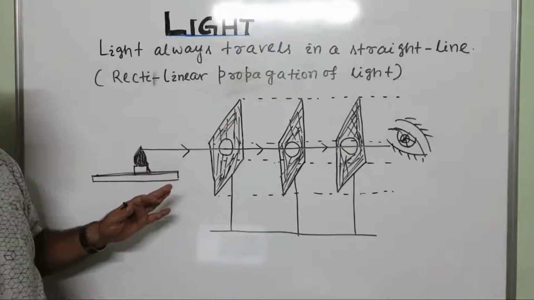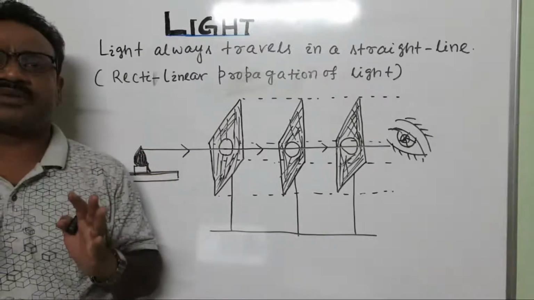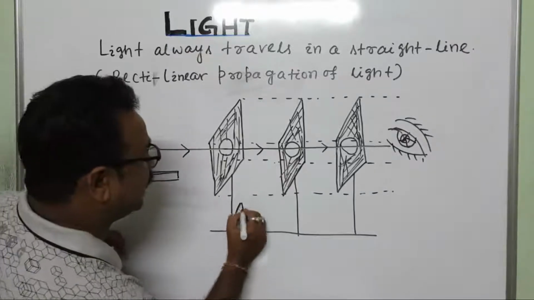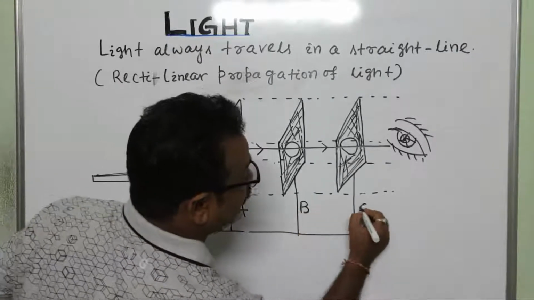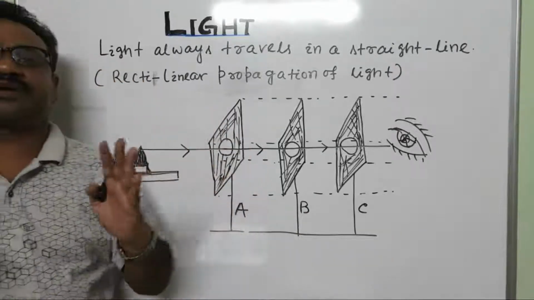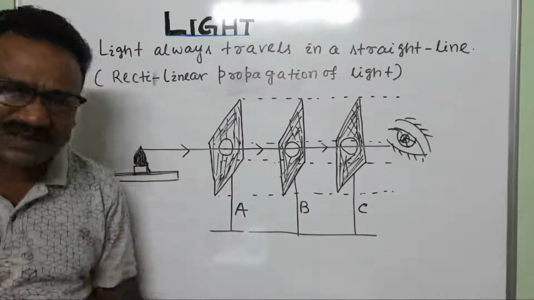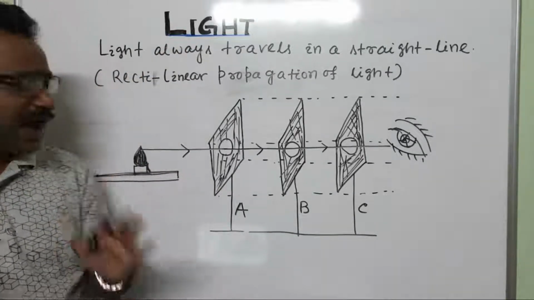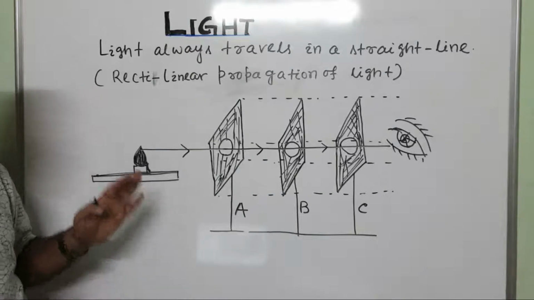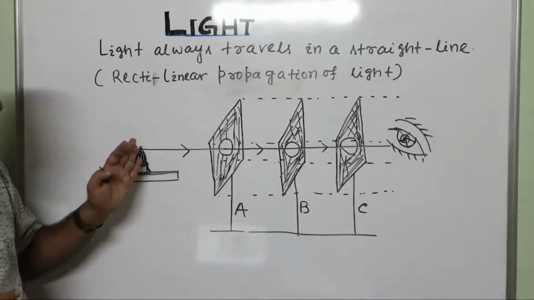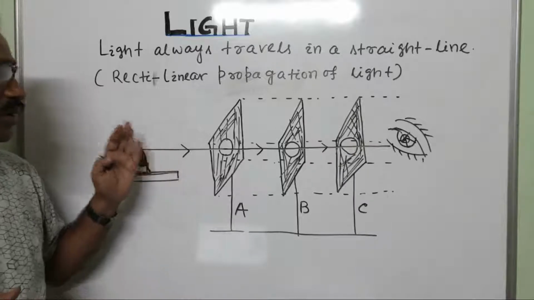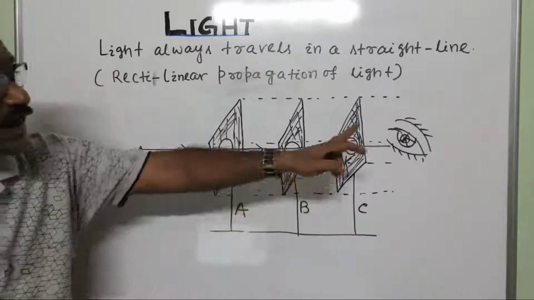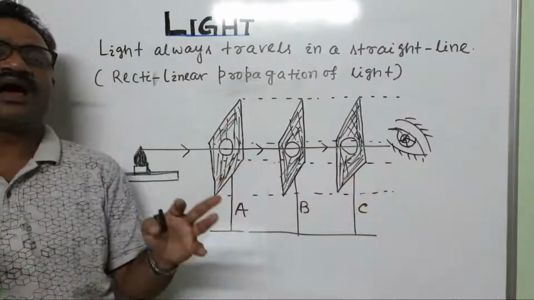Now here, if any one of the cardboards is displaced up or down, so let's say cardboard A, cardboard B, cardboard C, then what will happen? Then the light will not pass through the cardboard. It will be obstructed and we cannot see the light of the candle.